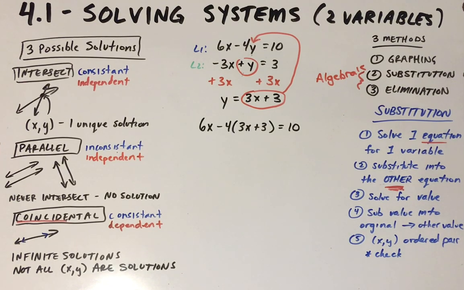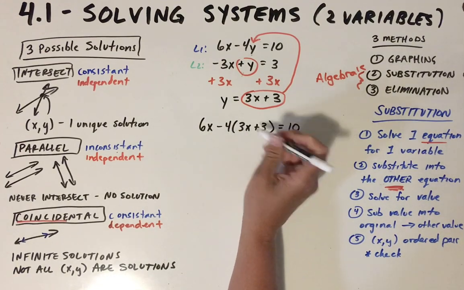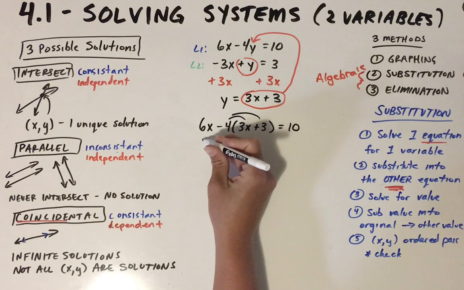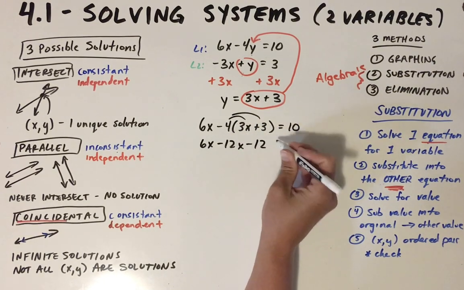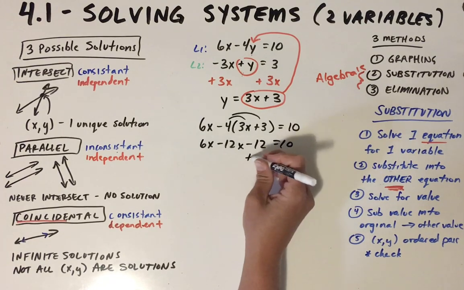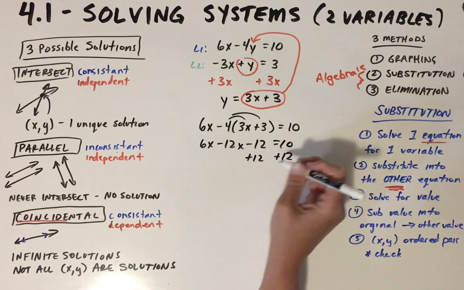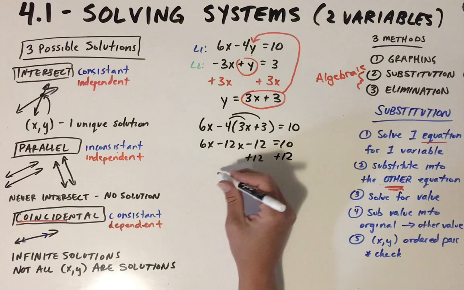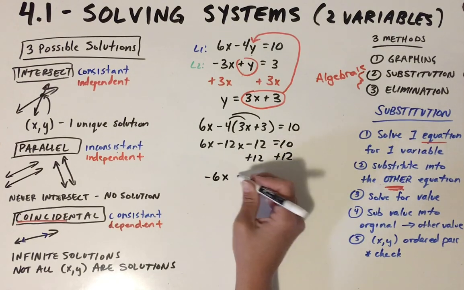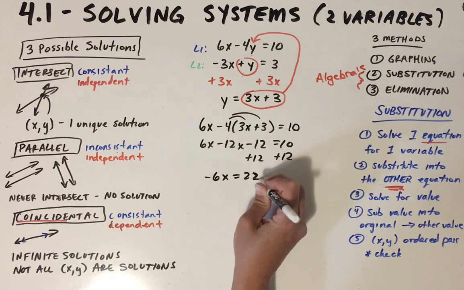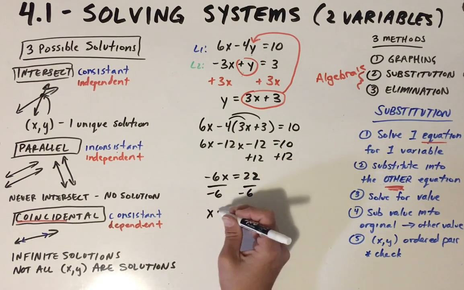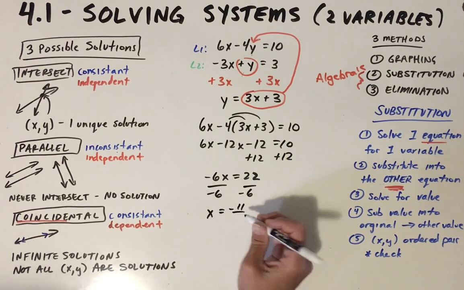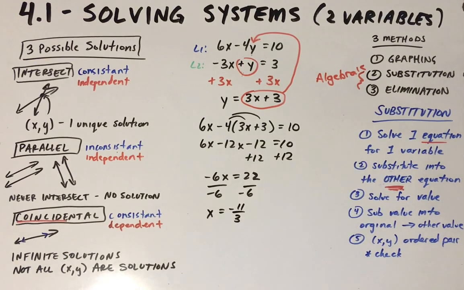Now that I've done this, I'm going to go through my regular steps. To get to x, I want to distribute here. I'm going to get 6x minus 12x minus 12 is equal to 10. I'm going to add the 12 to both sides and combine my like terms here. So we have that negative 6x is equal to 22. When I divide by negative 6, we get that x is negative 11 thirds when we simplify.